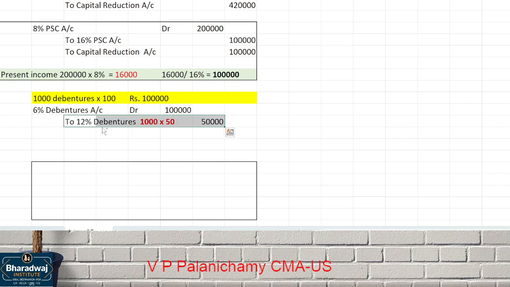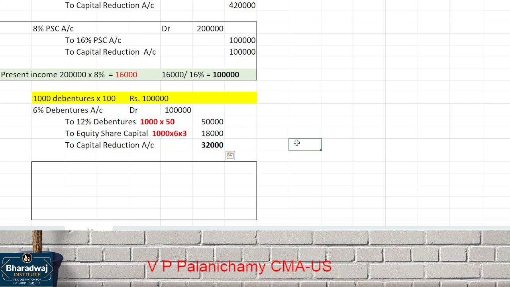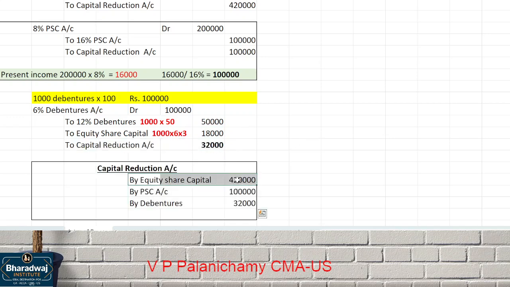Debentures, what are we giving to debentures? We are giving 12% debentures, 1,000 debentures into 50. Then equity shares: for each debenture we are giving 6 shares into 3 rupees value, 18,000. The balance will go to the capital reduction account. Directly we can put it to capital reduction account, by equity share capital, by preference share capital, and which one? Debentures, which is compulsory to be written off.